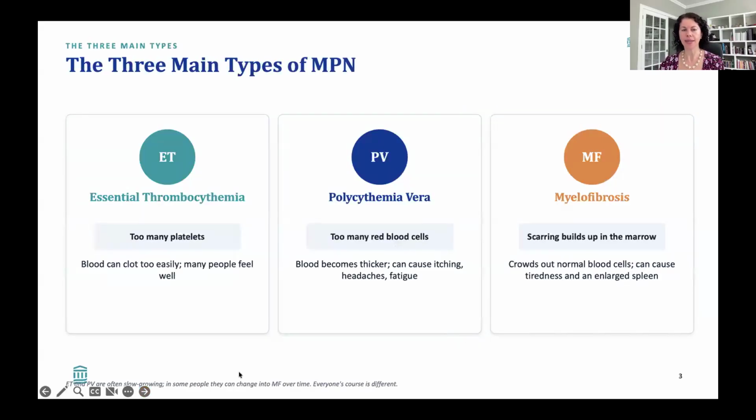So there are three main types of MPNs. There's essential thrombocythemia, polycythemia vera, and myelofibrosis. And each of these looks different when we do a bone marrow biopsy. And so the biopsies help us to better understand what's going on in the blood.